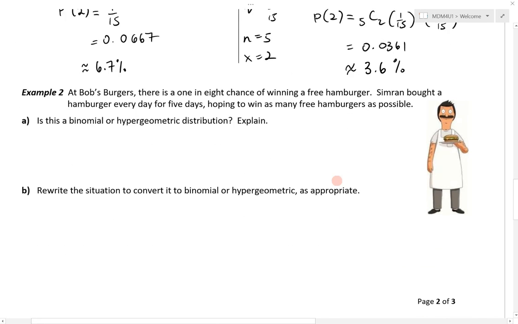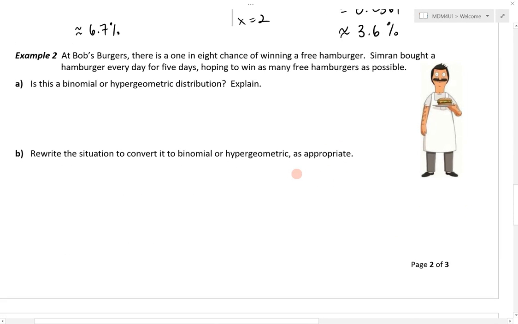All right, example 2. At Bob's Burgers, there is a 1 in 8 chance of winning a free hamburger. Okay, let's highlight that for a second. All right. Simran bought a hamburger every day for 5 days, hoping to win as many free hamburgers as possible. Is this a binomial or hypergeometric distribution? So since each trial is either a success or a failure, and the trials are independent of each other, then we're going to say this is a binomial distribution.